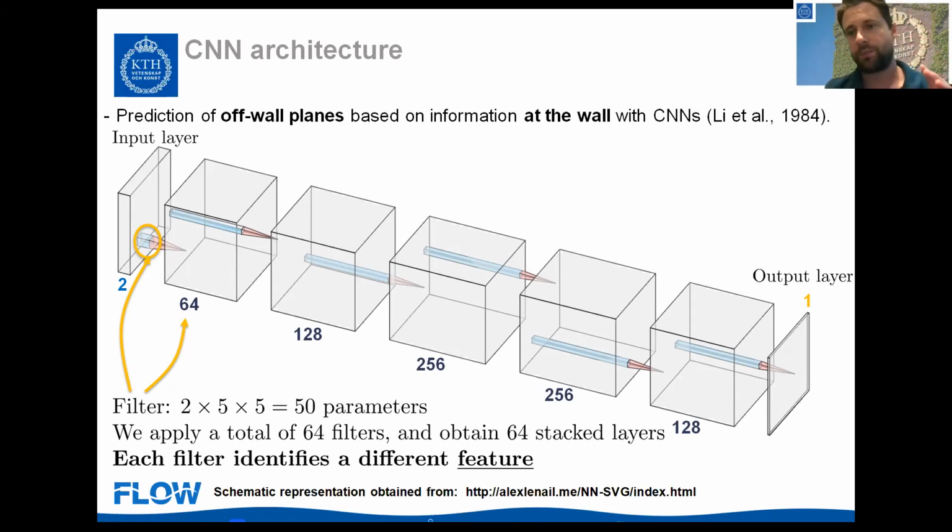And we apply this convolution operation a total of 64 times, which means that I have 64 stacked layers. And each of these feature maps or layers, in a way, are identifying different features in the flow. Why do I talk about features? Because these planes, this information at the wall shear stress, have certain characteristics. They have features which can be streaks, they can be regions of recirculation, they can be strong or weak fluctuations. And all of those features are then identified by these feature maps, and therefore it's convenient to use convolutional networks to be able to exploit that information and to learn a bit more about it, essentially.